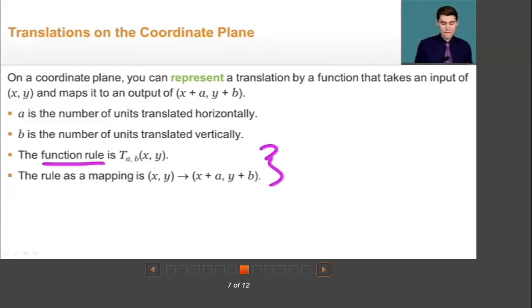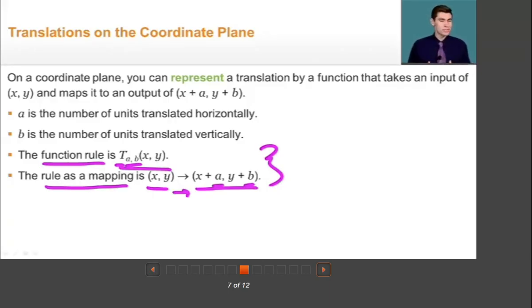The first is using a function rule, which will be written out like this. So think of the T as representing translation, and here are the a and b values. You can also use a mapping rule. In this case, you'll begin with a coordinate, and that translates to a new coordinate. And notice that the new coordinate includes our a and b values. Both of these notations mean the same thing, and you might see them used interchangeably. Also keep in mind that even though it sounds like a translation happens by moving horizontally and then vertically, in reality, a translation is moving along rays that are parallel to each other.